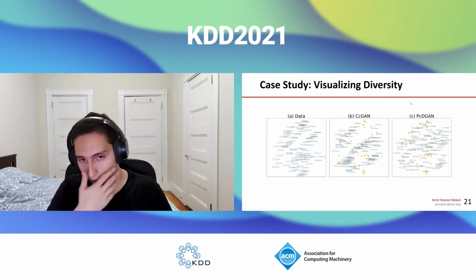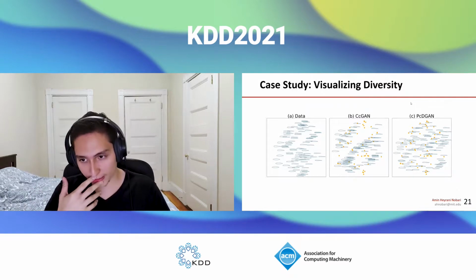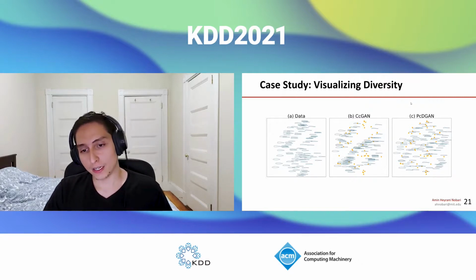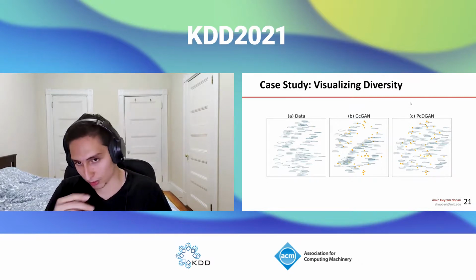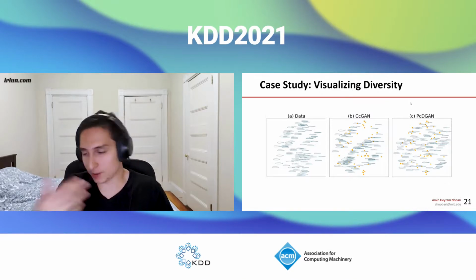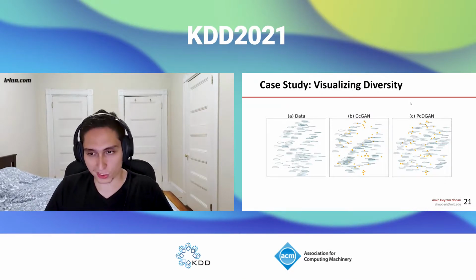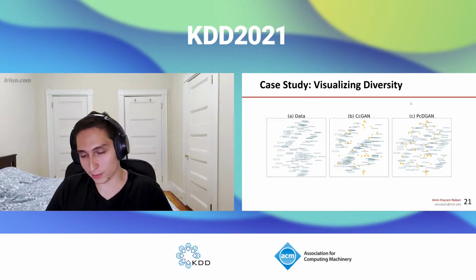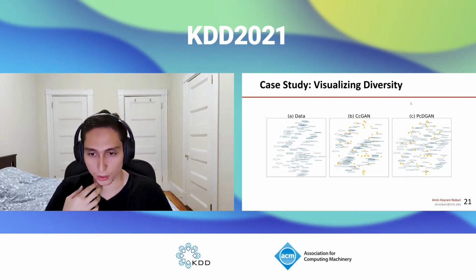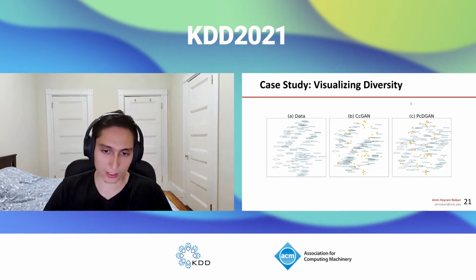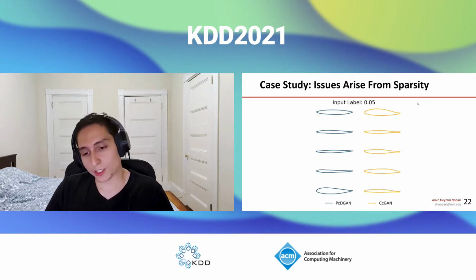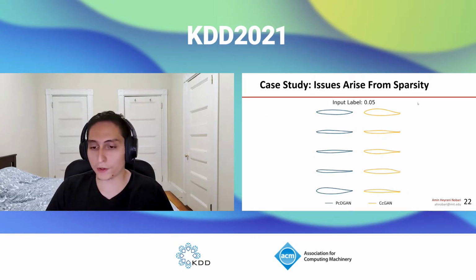And finally, we can visualize the diversity as well. It's clear that PcDGAN covers the design space more evenly, while CcGAN closely mimics the data set, which are indicated by the orange dots. And this basically visually proves that that difference in diversity is actually something that is measurable. So these distributions of the t-SNE of the airfoils show that the diversity loss is doing what is expected to do. And finally, as we said, the sparsity problem comes into play where there are few samples at the extreme.